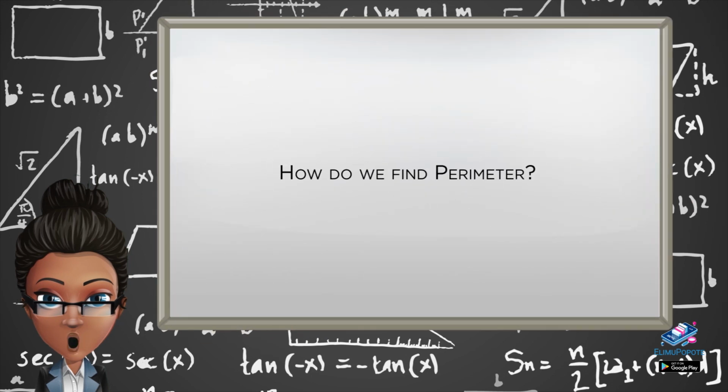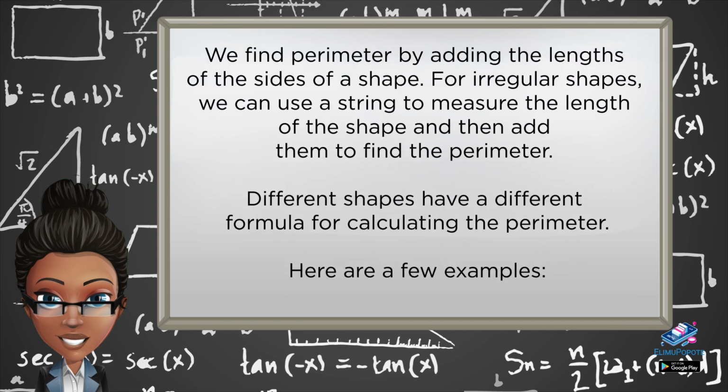How do we find perimeter? We find perimeter by adding the lengths of the sides of a shape. For irregular shapes, we can use a string to measure the length of the shape and then add them to find the perimeter. Different shapes have a different formula for calculating the perimeter. Here are a few examples.